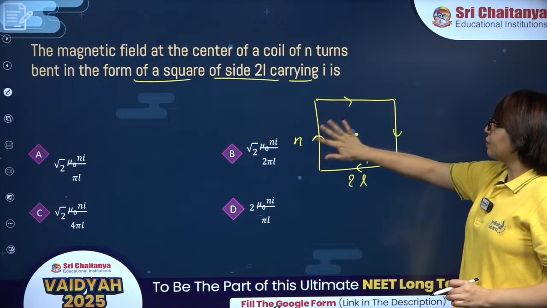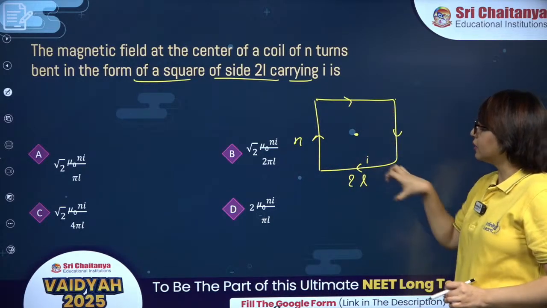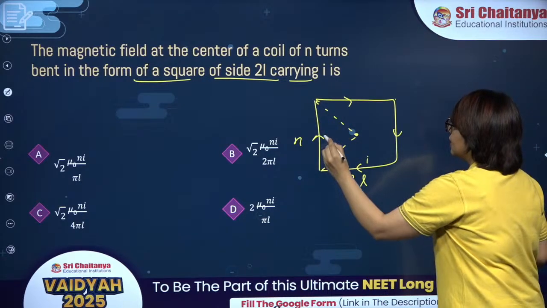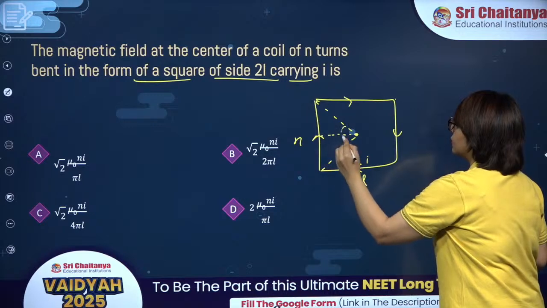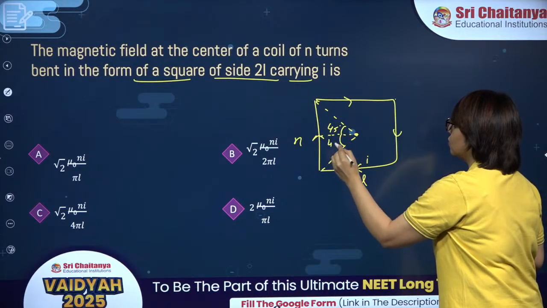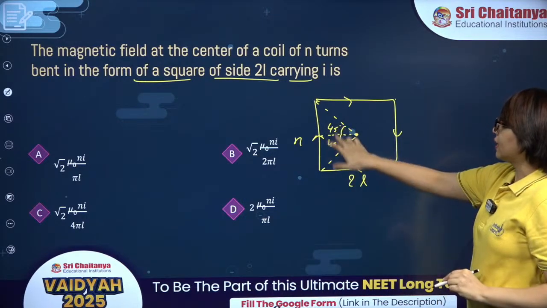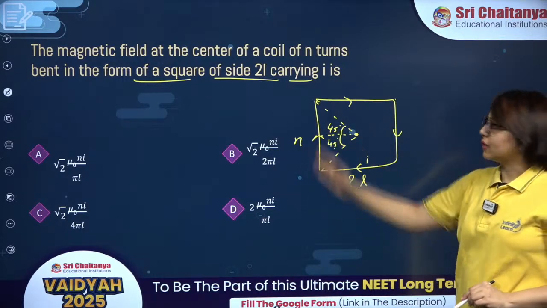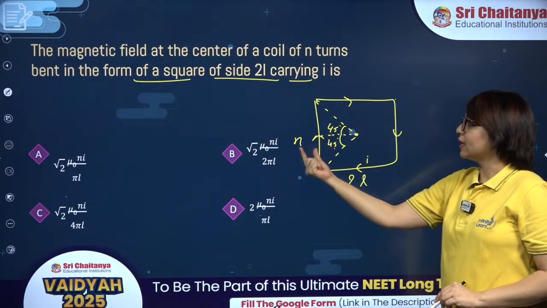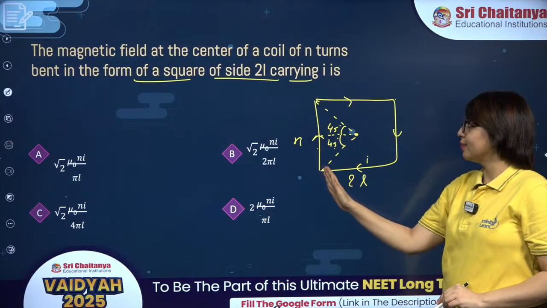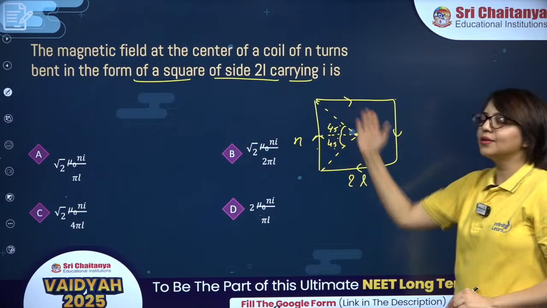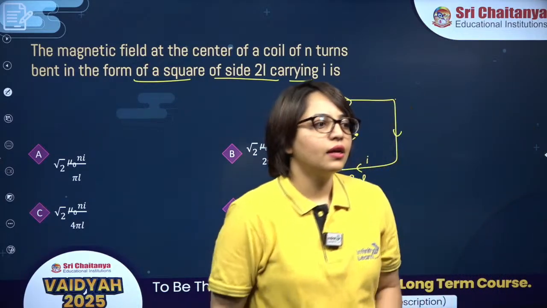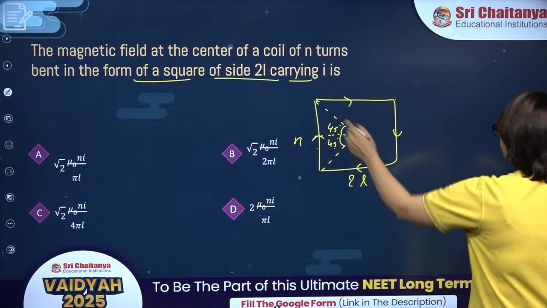Right. Because these are 4 equal length, equal current conductors, and even these 4 conductors are subtending the same angle at the center. This is 45 degree and this is also 45 degree. So this theta 1 and theta 2 are the same for all these 4 conductors. So whatever magnetic field is generated by one conductor, one side, the total magnetic field of this loop will be 4 times that of the one side. Alright, so let's find this one.